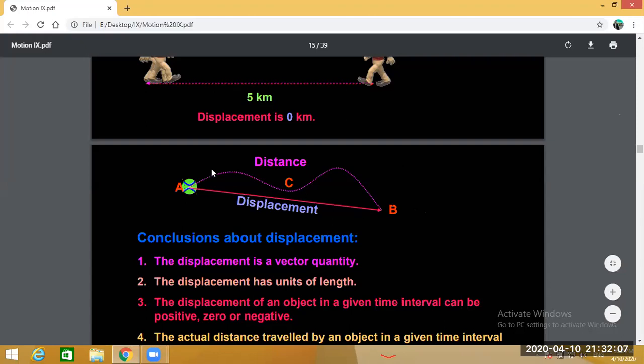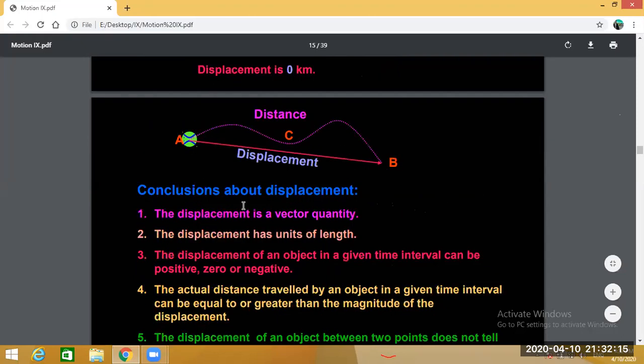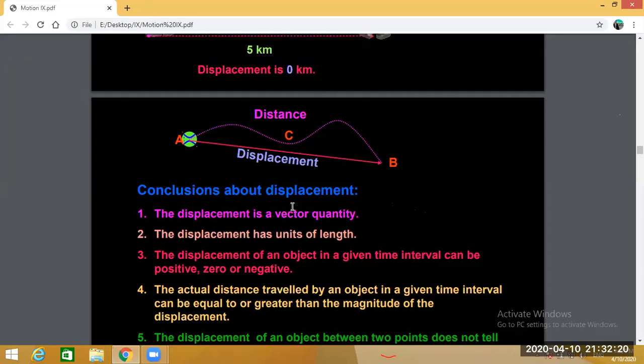So, in this case, while moving in this path, direction is not so important. So, what is the conclusion about displacement from A to B? Just to try to understand. Displacement is a vector quantity, and this displacement has the unit of length. As we know, the unit of length is meter.